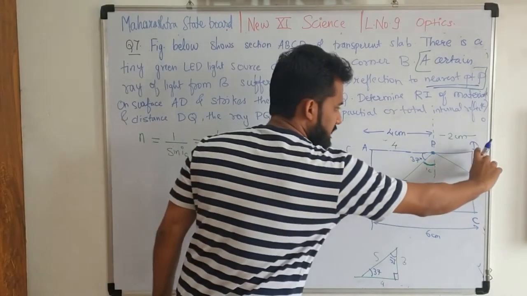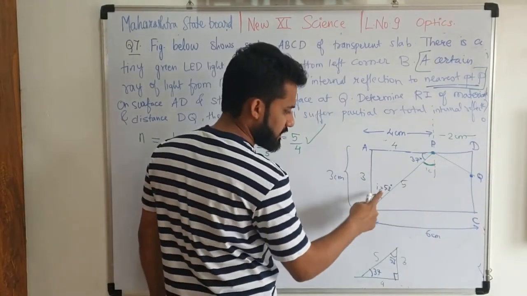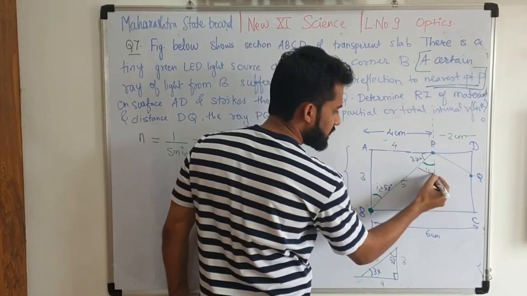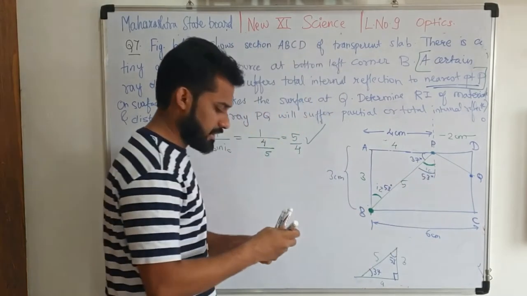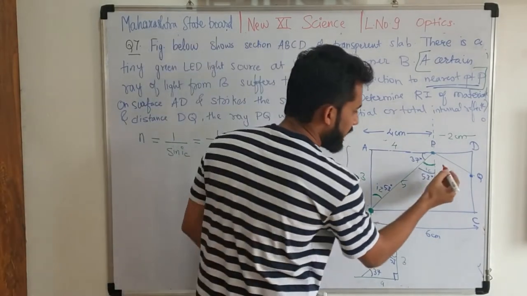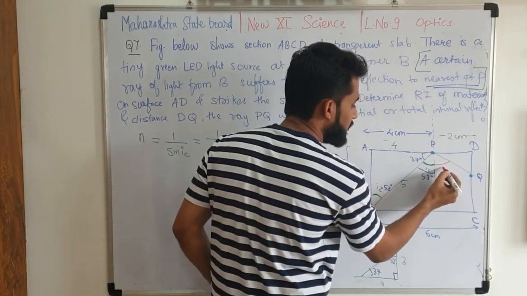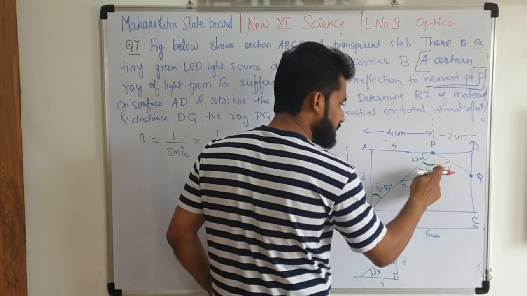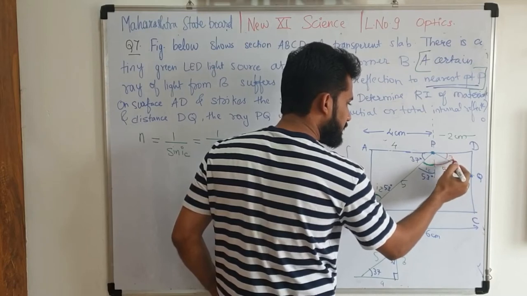Now the question is, what is distance BQ? If this is 37, this is 53, so this will be 53. And if this is 53, this angle, angle of incidence is equal to angle of reflection, 53. So if this is 53, this will be 37.